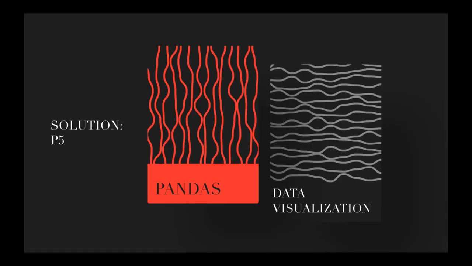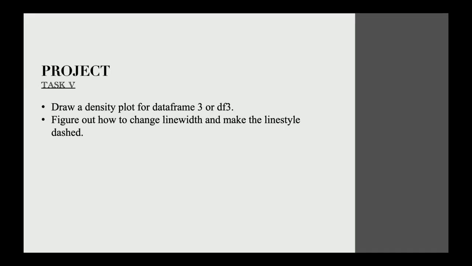Hi guys, welcome back to our course on data visualization with Pandas. Today we are going to solve the fifth task of our project. So let's get started. So the fifth task is draw a density plot for data frame 3 or DF3 and figure out how to change the line width and make the line style dash. Now let's move on to the solution.